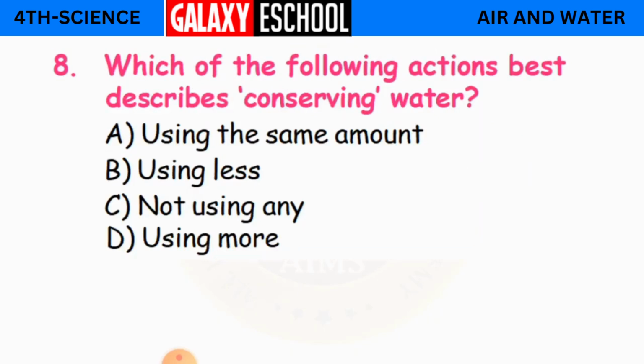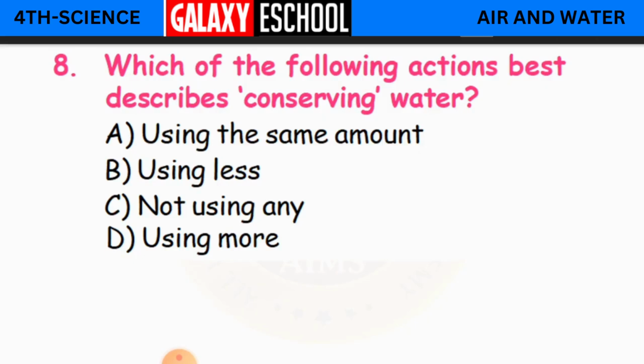Which of the following actions best describes conserving water? Conserving is nothing but saving, children. So you have 4 statements. Which will be the best action to save water? A is using the same amount, B is using less, C is not using any, or D is using more.